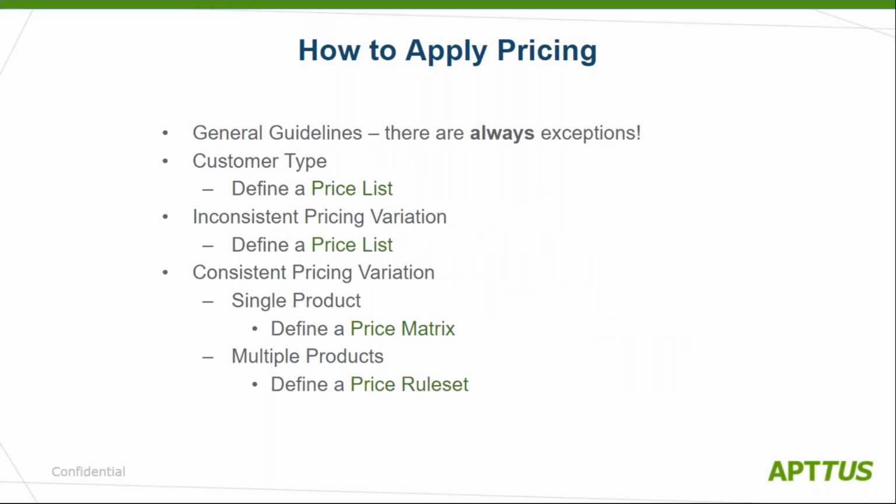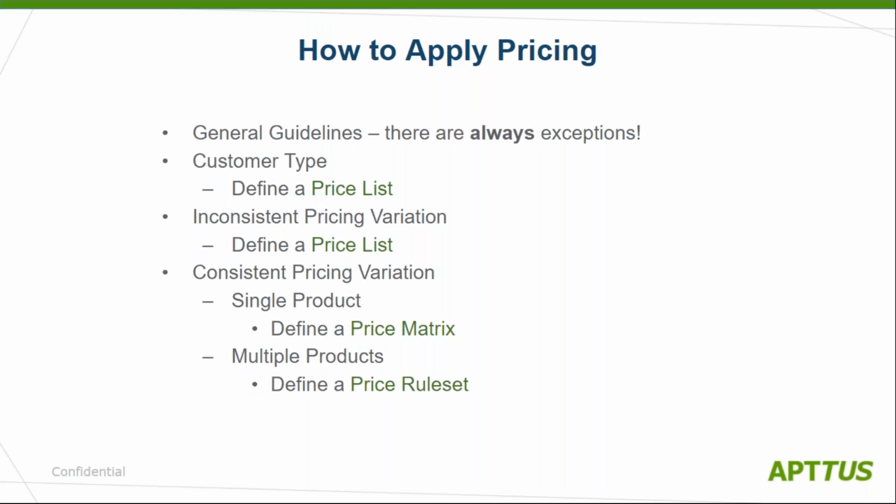Then how to apply pricing. In ideal cases, we have some general guidelines, but there are always exceptions. Whenever we have a customer type, we always have to define a price list. Like we discussed earlier, if it is a US customer, UK customer, or an APAC customer, we have to create a price list. The price list will be the differentiator between different types of pricing.